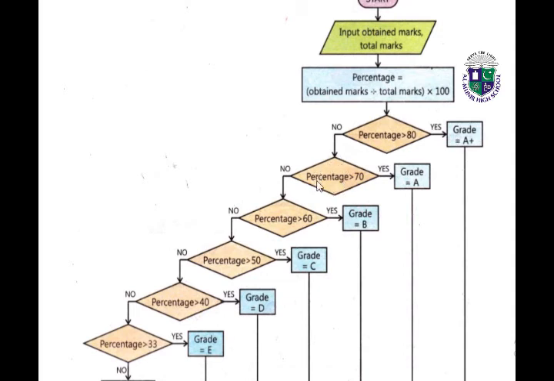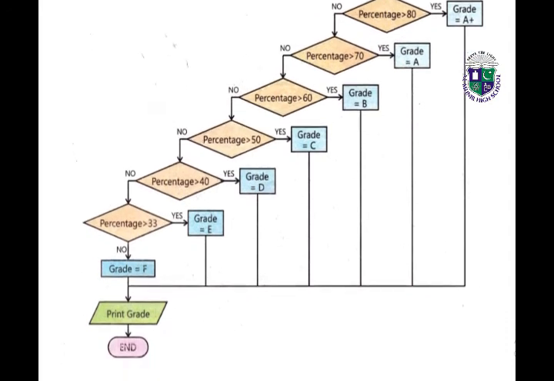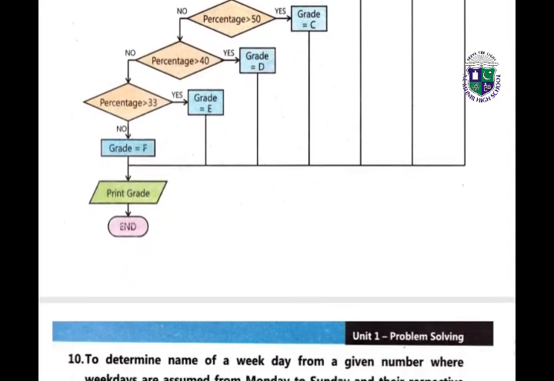Here we have the percentage greater than 70. If yes, then it will write down the grade A and end. But if no, it will go to the other decision making symbols. So in this way we can draw a perfect flow chart to find the average of the numbers.